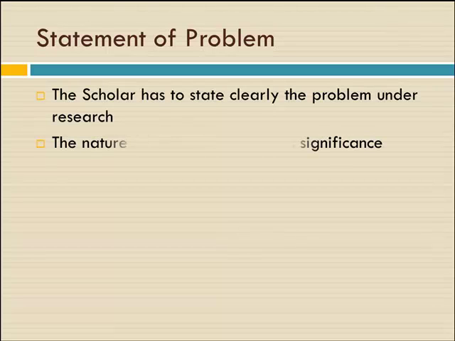The scholar has to state clearly the problem under research. The statement of the problem is the most important thing. He has to mention the title. Title is the most important thing for research. From the title itself, we can say whether he has chosen a good title or not. When he has chosen the title, he has to state the problem.